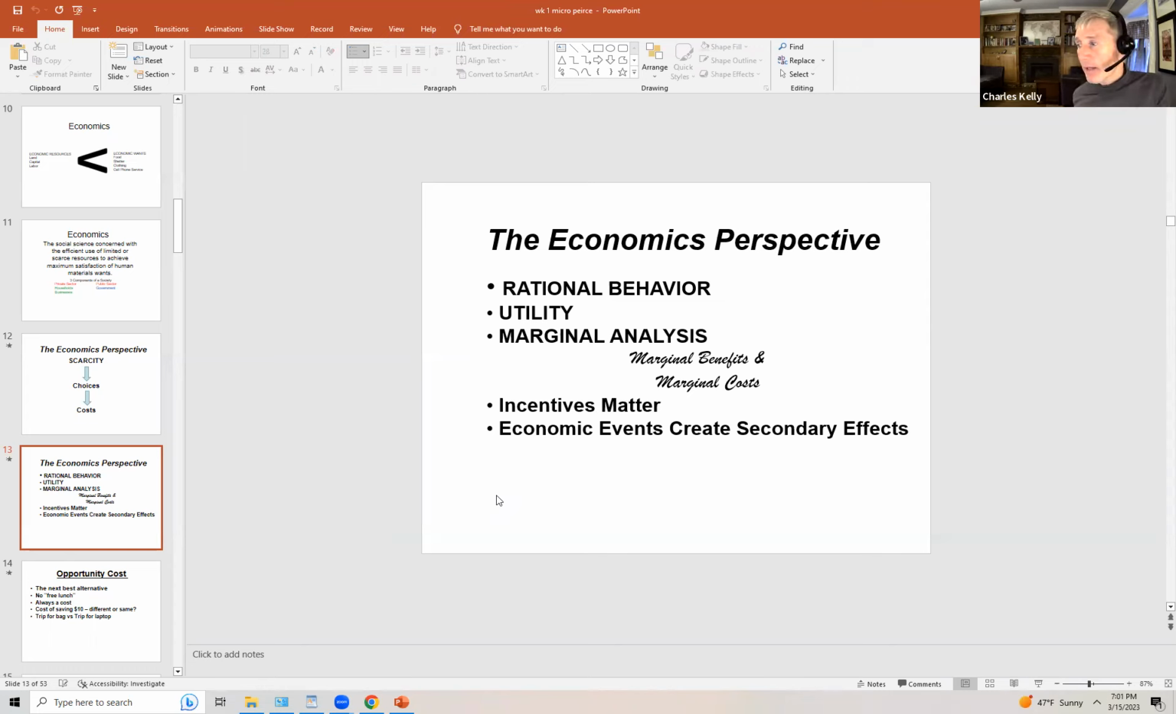If the federal government said, if you pay your taxes early, you get a 20% discount, well, everybody would pay their taxes early because they want that 20% discount. So changing the rules of engagement changes human behavior. And this leads to the last idea on this slide. Economic events create secondary effects. Economic events don't happen in a vacuum.